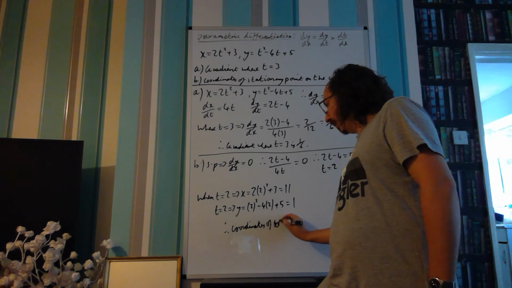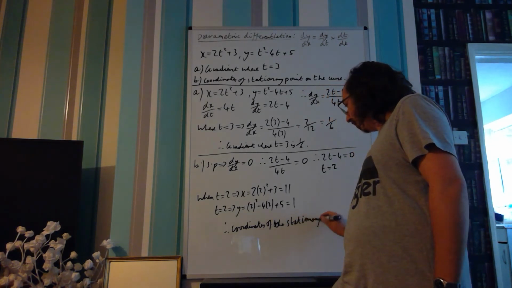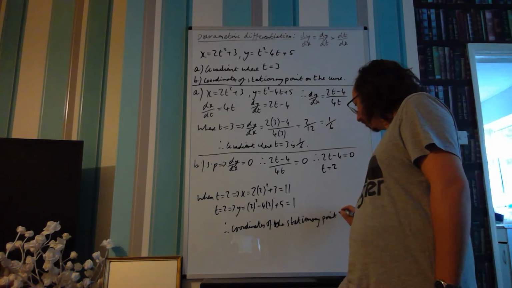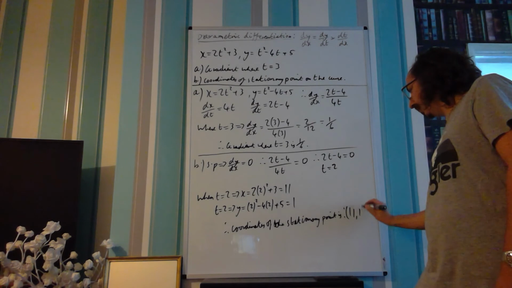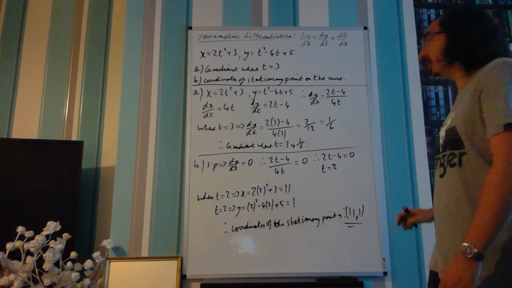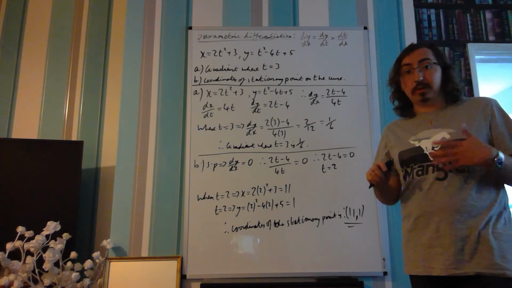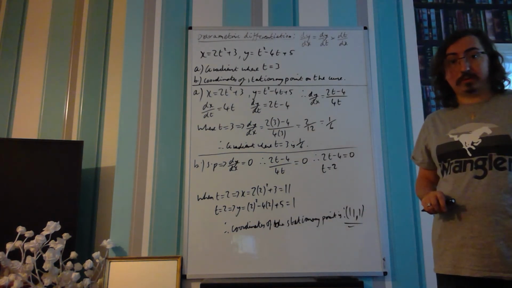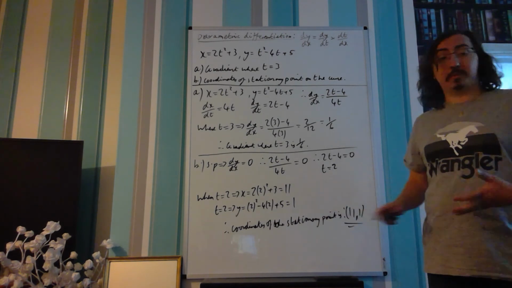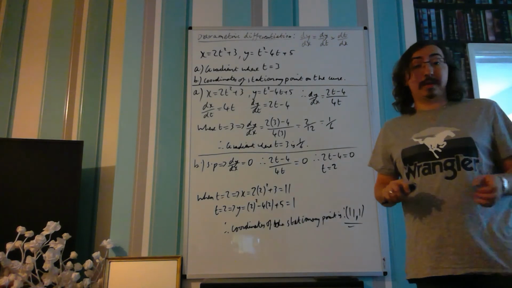of the stationary points is 11,1. Do not forget, if it specifically asks for coordinates as well, you must display your final answer as a set of coordinates. Do not just leave them as x and y values. Okay? And that brings us to the end of this question.